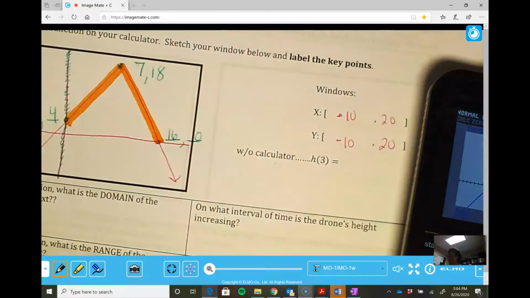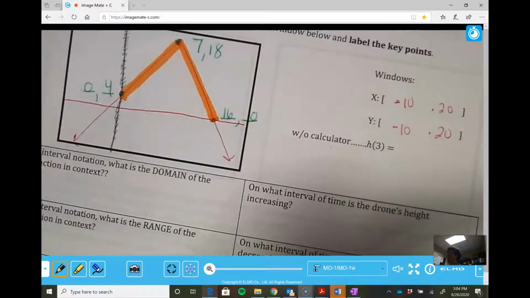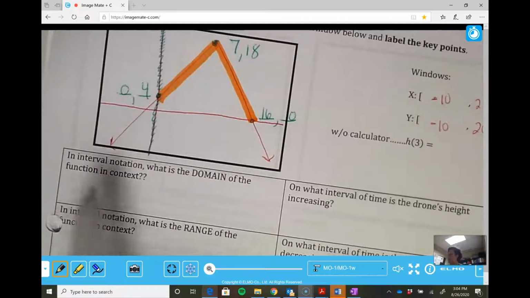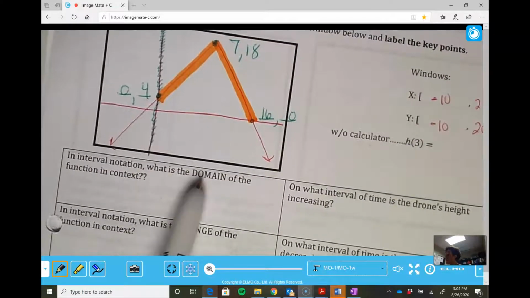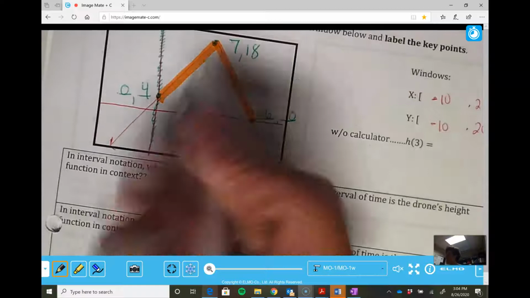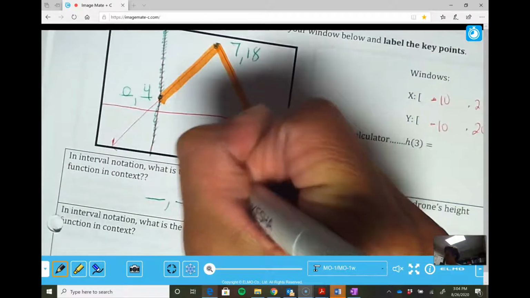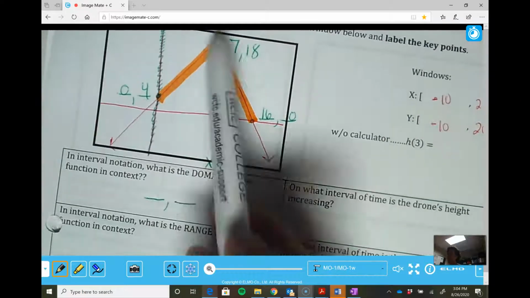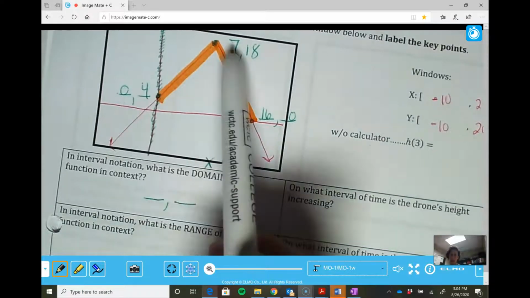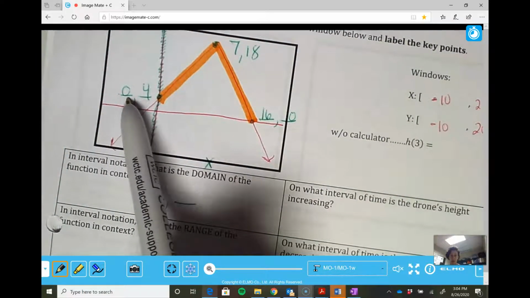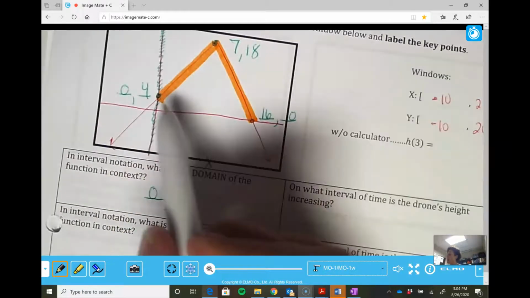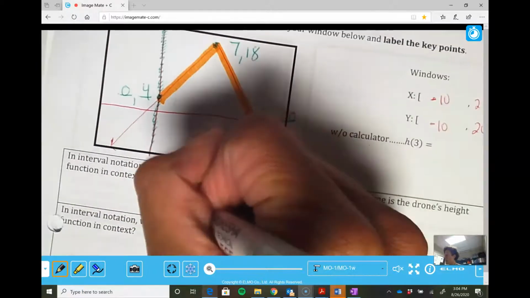So that's it. Again, because this was an in-context situation, I don't need the whole graph. So in interval notation, what is the domain of the function in context? So smallest x to biggest x. Remember, domain is x. So if you've written your points down, you're looking for the smallest x you wrote down, which is 0. And the biggest x we wrote down was 16.